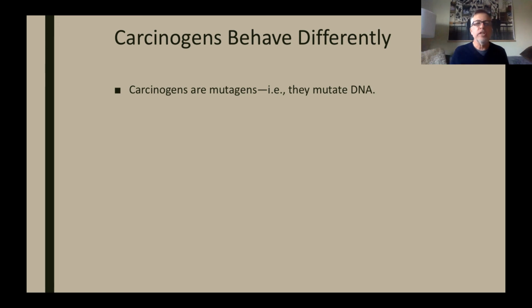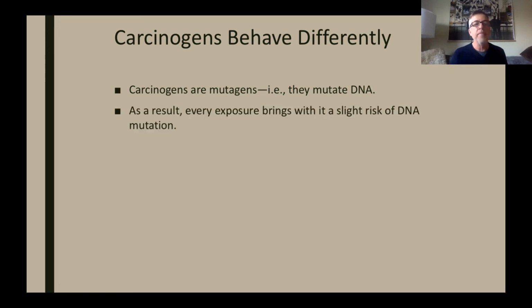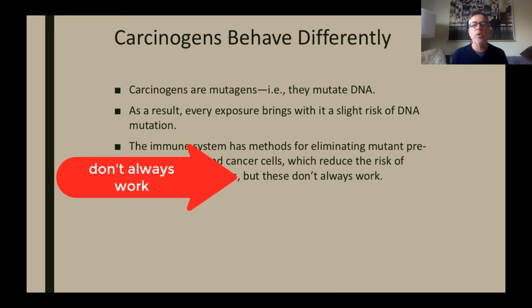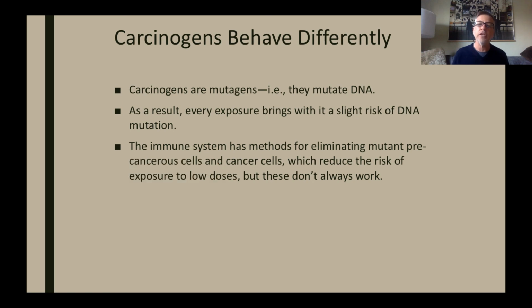Now, carcinogens, as I said, are mutagens. And that means that every exposure brings with it a statistical risk of the DNA mutation happening. Now, the immune system is fantastic because it has methods for eliminating mutant precancerous and cancer cells. And this reduces the risk of exposure to low doses. But these don't always work. And in fact, there are growing fears that it's environmental toxicants, which in some cases cause the immune system to fail in weeding out cancer cells and precancerous cells.